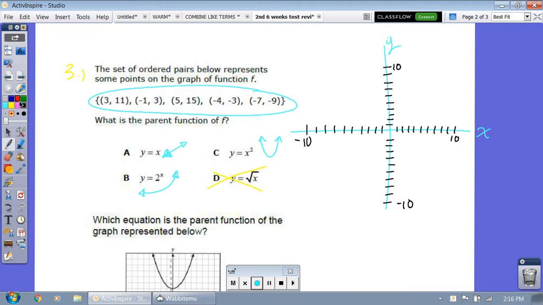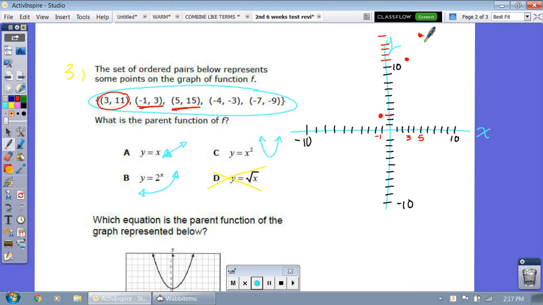So let's plot some points. Let's start here. 3, 11. So I'm going to go over 3 and up 11. Well, up 11 will be one more than that, and I'll put a dot. Let's go -1. So here's -1 and up 3. 1, 2, 3. Put a dot here. So let's go over 5. Over 5. 1, 2, 3, 4, 5. And up 15. Well, we said this is 11, 12, 13, 14, 15 will be up here. So it's going to look like that right there.